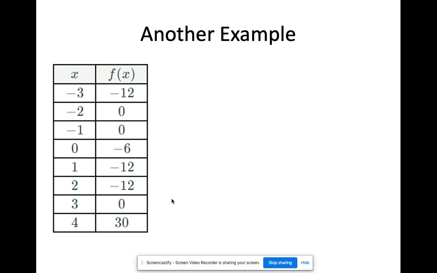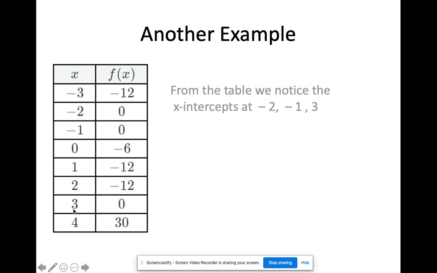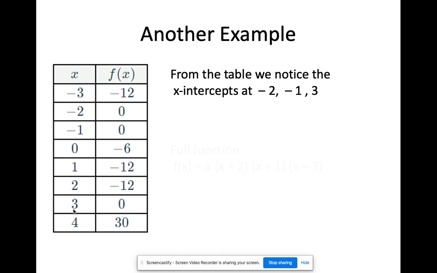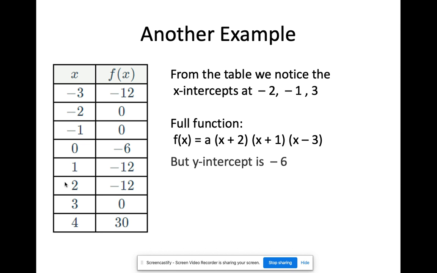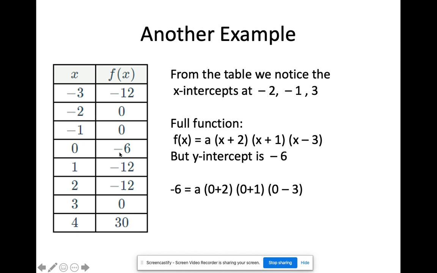Now, in some examples, the polynomial is presented as a table. Okay? But you can see that the x-intercepts are -2, -1, and 3. There you go. Which means x plus 2, x plus 1, and x minus 3 are factors. And then we need to find the leading coefficient. However, we can find that because the y-intercept is what? 6. When x is 0, y is 6. There you go. Simplify, and you get a equals 1.